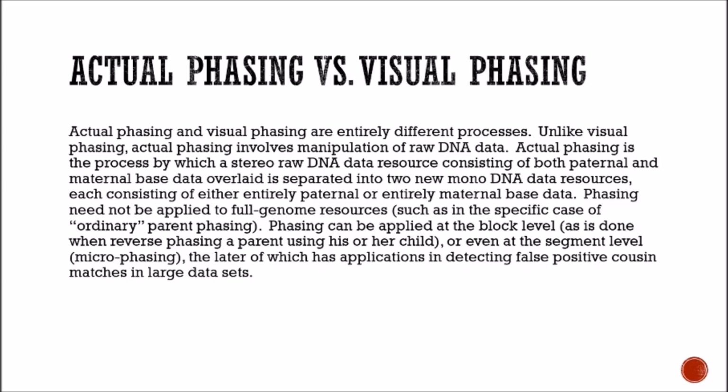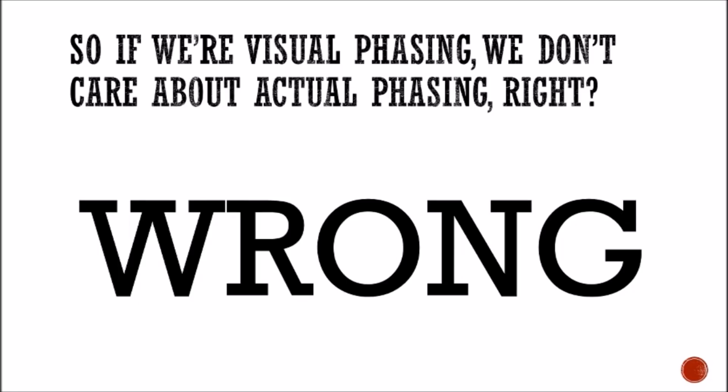Phasing can be applied at the block level, and that's the type of phasing that's done in my reverse phasing process, if you've seen my video on that. It can be applied at the block level, as is done with reverse phasing, a parent using his or her child, or even at the segment level, and that's called microphasing. The latter of which, the microphasing, has applications in detecting false positive cousin matches in large data sets. So if we're talking about visual phasing, we don't care about actual phasing, right?